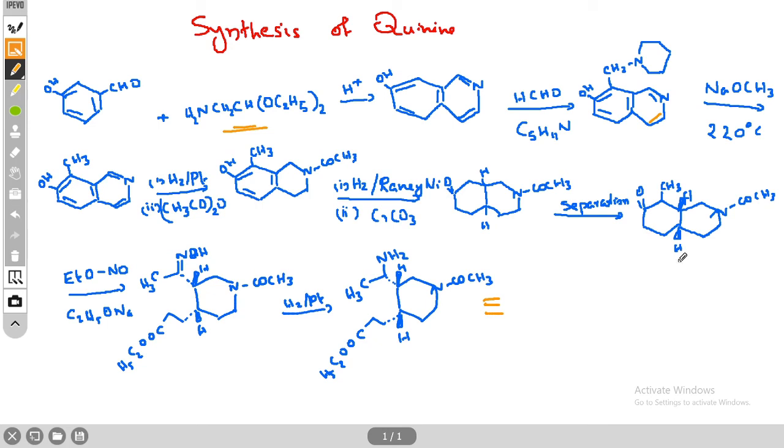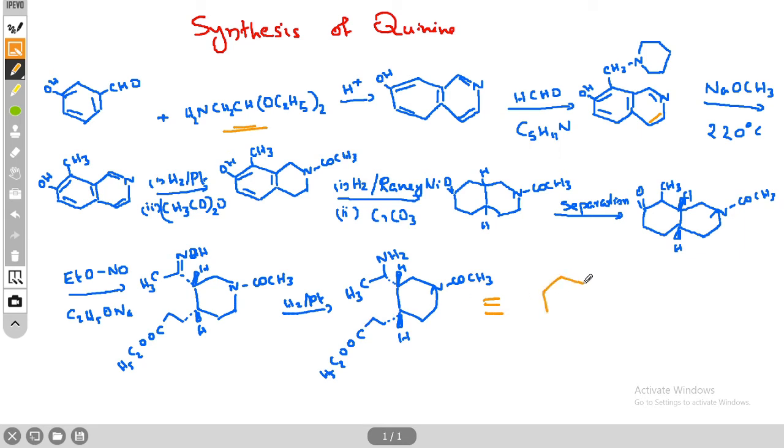Then this is treated with ethyl nitrite or an NO complex in the presence of sodium ethoxide. Then this bond is ruptured, and we have a molecule like this. Then it is again reduced with hydrogen in the presence of a catalyst, and we have a molecule like this. This molecule can also be written like this.